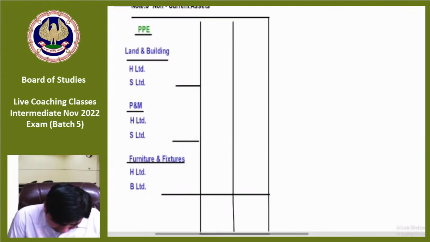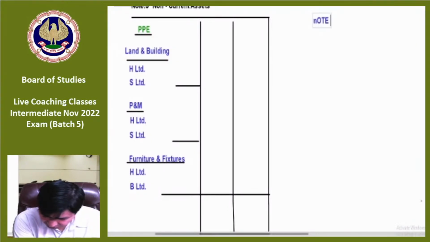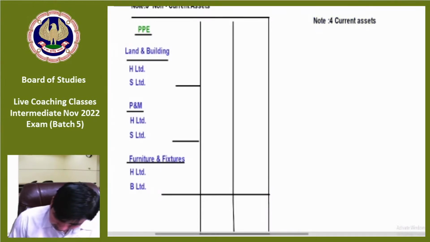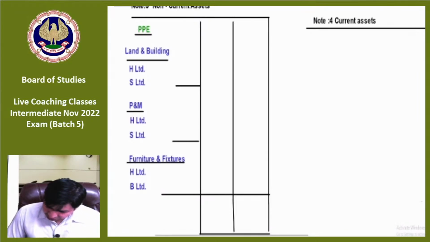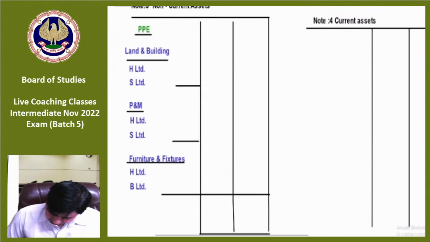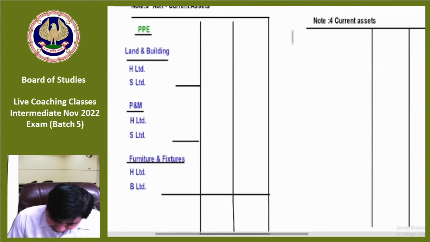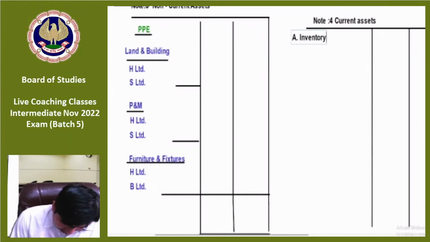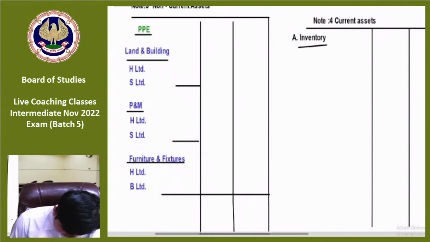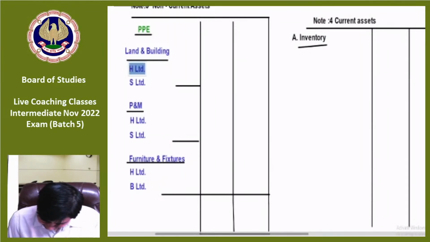Now I am coming to the next note, that is note number 4. Note number 4, that is current assets. In case of current assets, first one is inventory. First one is inventory. And second one is H Limited and S Limited.